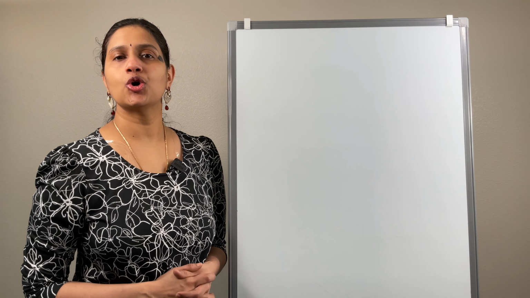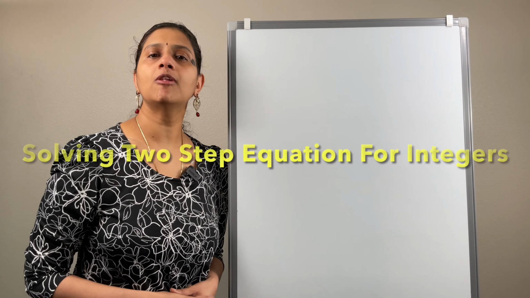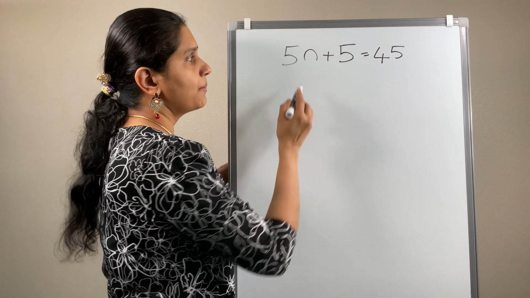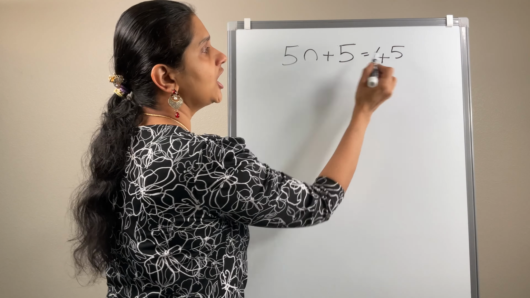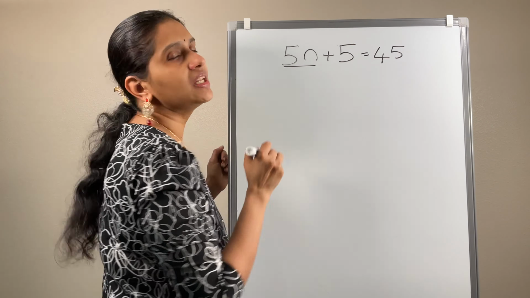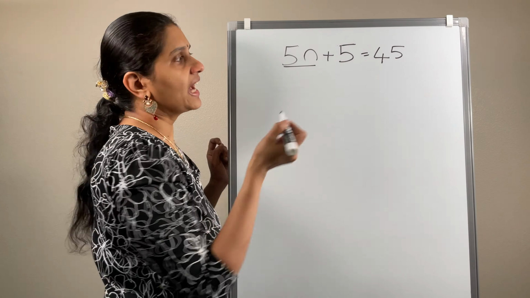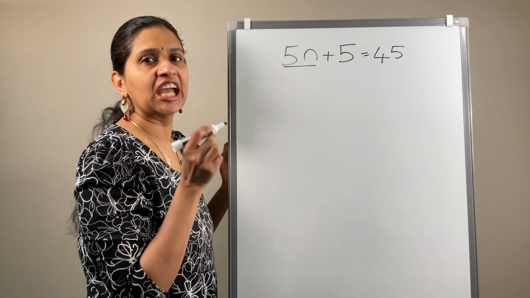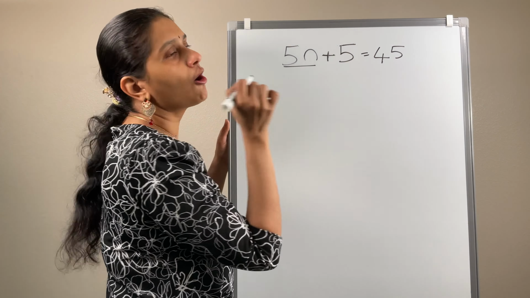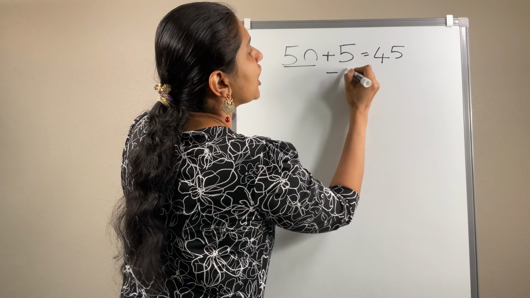In today's video, we are going to discuss solving two-step equations for integers. Consider the example 5n plus 5 equal to 45. Our first aim is to isolate this variable n. For that, we need to avoid positive 5 near the variable n. So, we have to take the inverse of positive 5, which is negative 5.